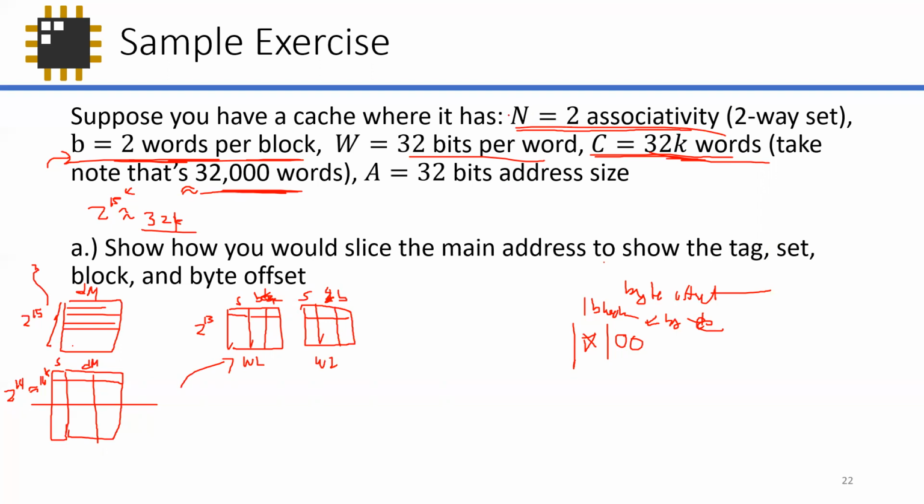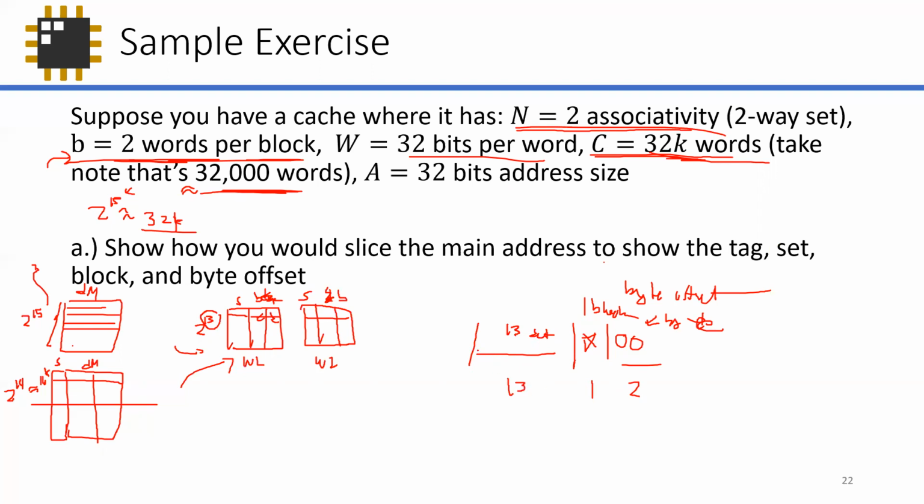Because I have 2 ways and 2 blocks each, this is what my cache looks like. I need 13 bits for my set bits. So all in all, 2 bits byte offset, 1 bit block selection because I'm just selecting between 1 or 2 blocks, and then 13 bits set, right?